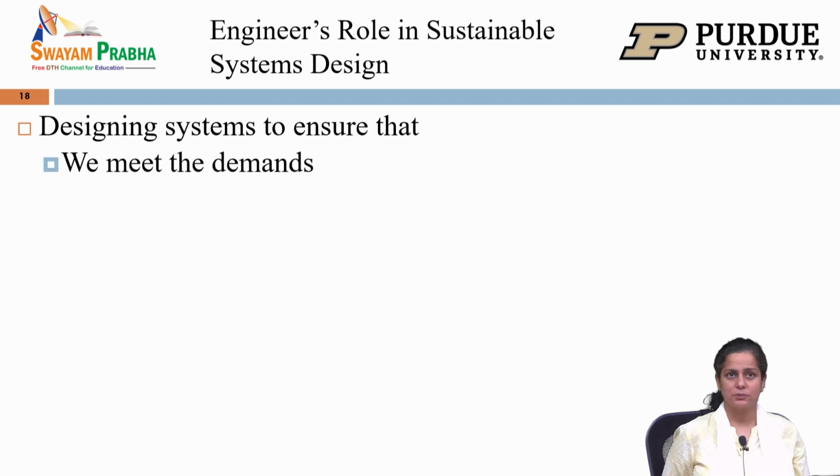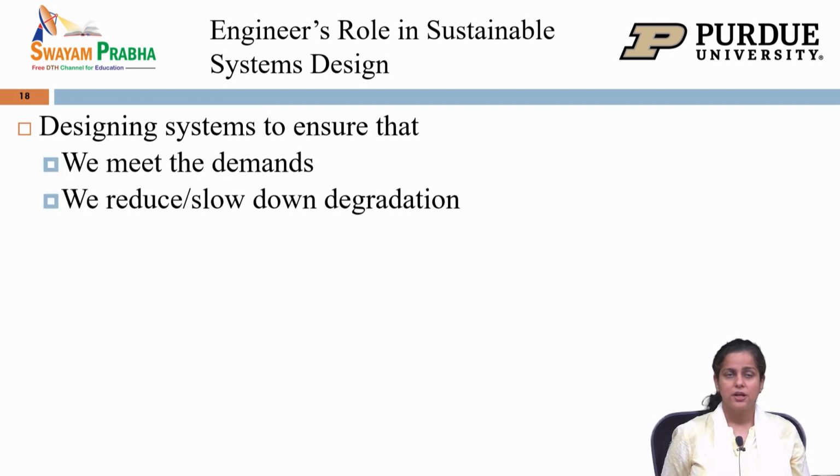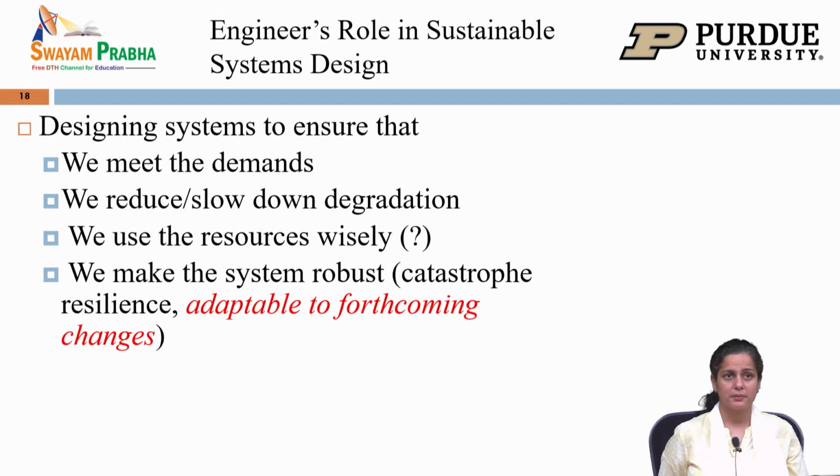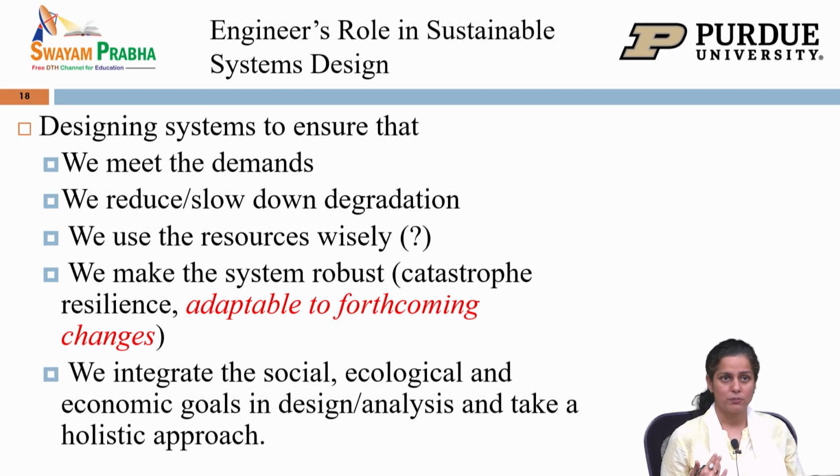We design systems to ensure that we meet the demands. We reduce or slow down degradation. We use the resources wisely, which takes us into the sustainability paradigm. We make the system robust, catastrophe resilient, and also adaptable to forthcoming changes. Most of the time we don't think about that. If you have to think of designing sustainable systems, that's another thing that is very important.